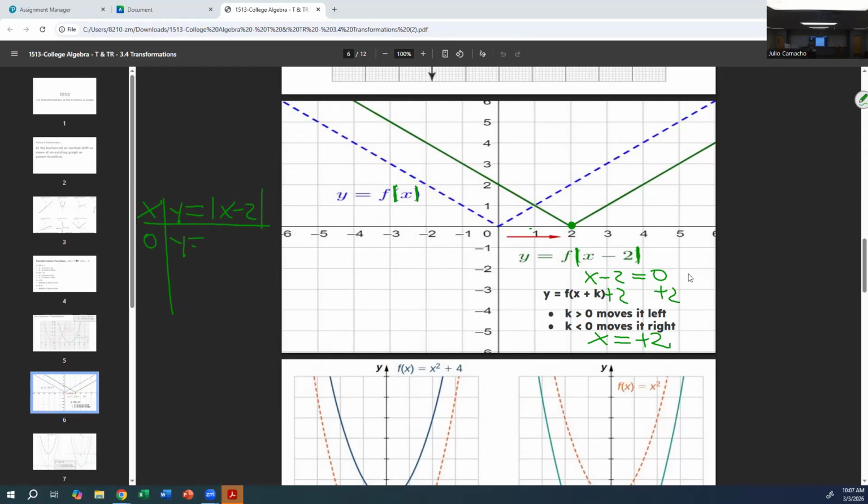y is equal to 0 minus 2. What is the absolute value of negative 2? Okay, wait, that doesn't make sense. No, and that is something that we already studied together.